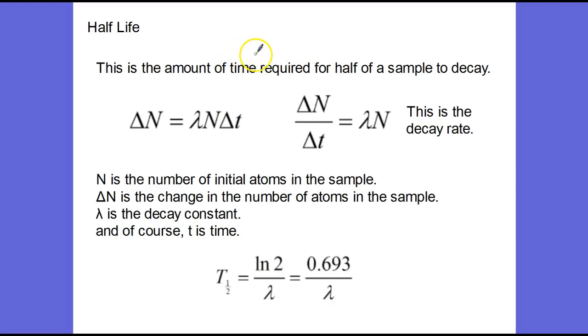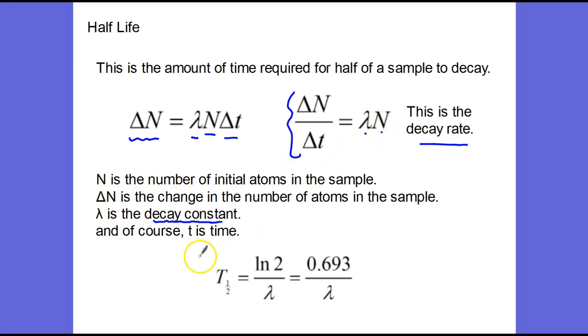Half-life is the amount of time required for half of a sample to decay. The change in the number, N is the number of particles. The change in the number of particles is equal to lambda, which is called the decay constant, times the number of particles that you start with, times time. If I divide both sides by time, the change in particles divided by the change in time, that's a rate, and it's called the decay rate, and it's equal to lambda N. So the decay constant times the number of particles that you start with.